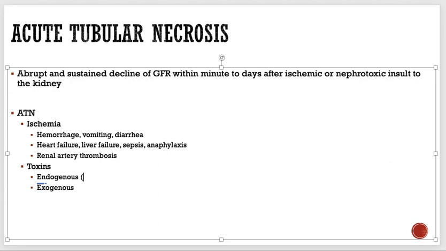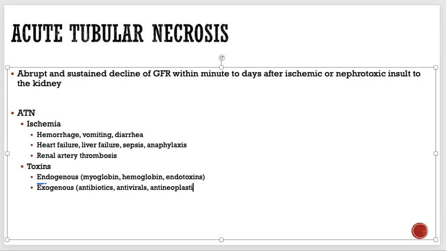So for example, sometimes the muscles can get damaged and release myoglobin, which can go and damage the kidney, or hemoglobin will go and damage the kidney, or it's a type of infection where the bacteria are releasing endotoxins and they can go and damage the kidneys. So these are the examples of endogenous toxins. And exogenous, again, antibiotics, okay. Aminoglycosides, remember, are nephrotoxic. Amphotericin B is also nephrotoxic. Antiviral drugs can be nephrotoxic.